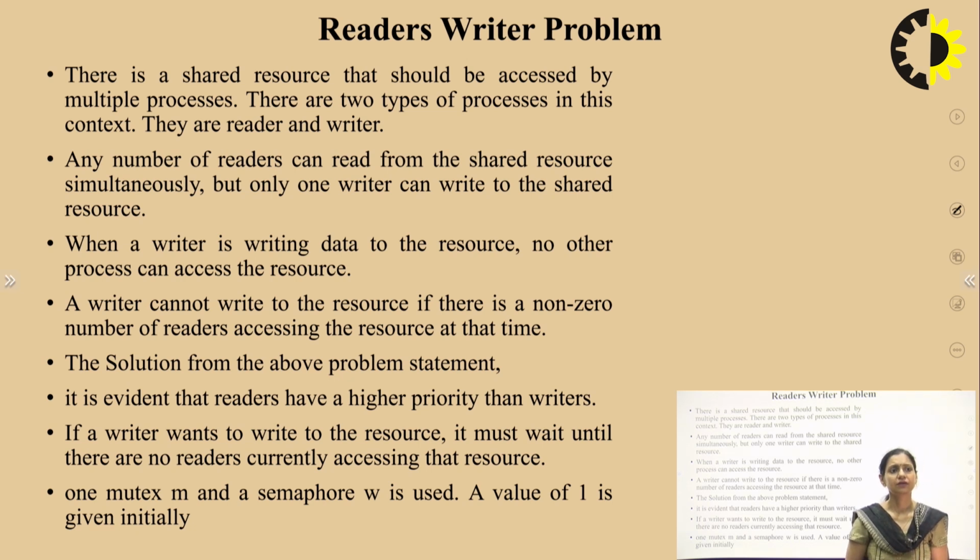The priority of the reader over here is higher because we have multiple processes which need the resources to be read, and they can enter into the critical section and do their execution. So here we have a shared resource that should be accessed by multiple processes. We have two types of processes over here, the reader and the writer. Any number of readers can read from the shared resource, but only one writer can write to the shared resource.